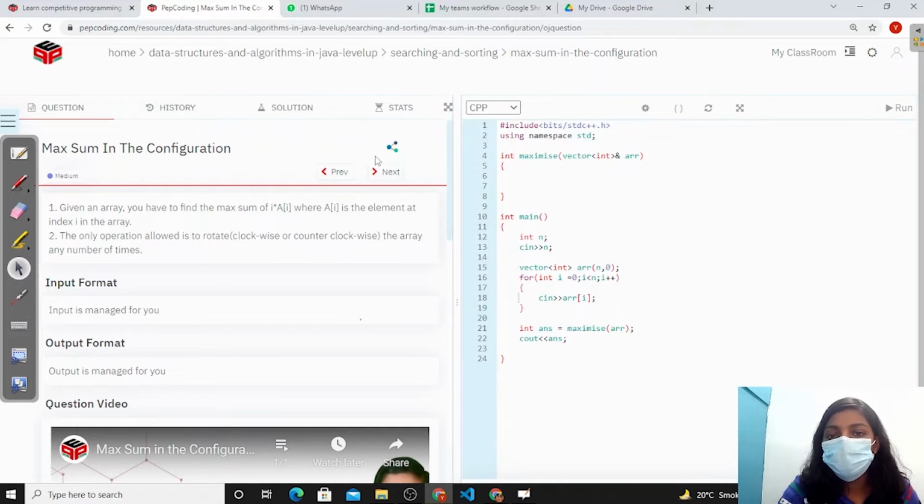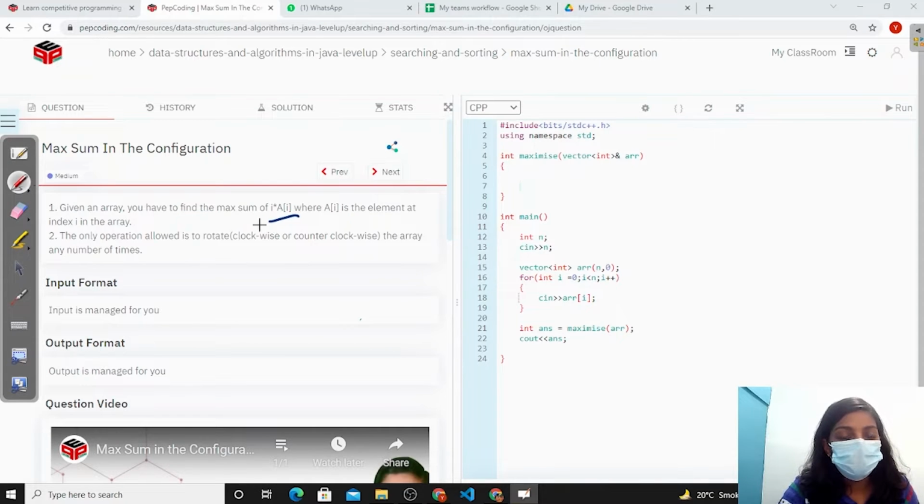So in this video, we are going to discuss the next question of the searching and sorting series, that is maximum in the configuration. So in the previous question, we found the summation of I into AI for all the array elements. And we found the arrangement which can give me the maximum value for the summation of I into AI, right?